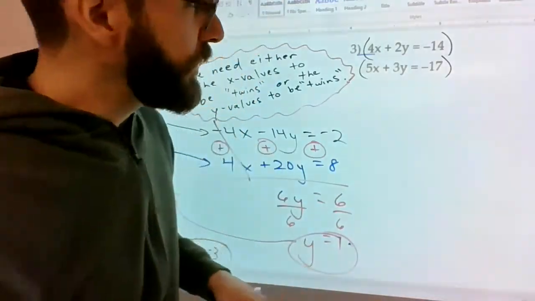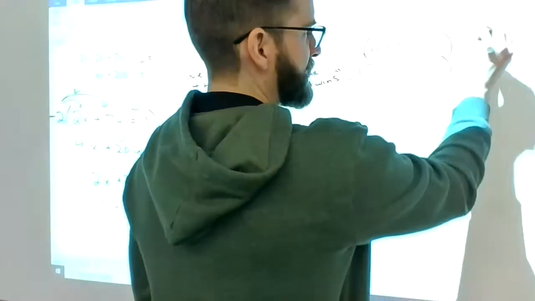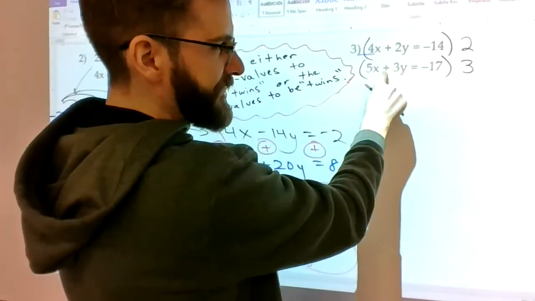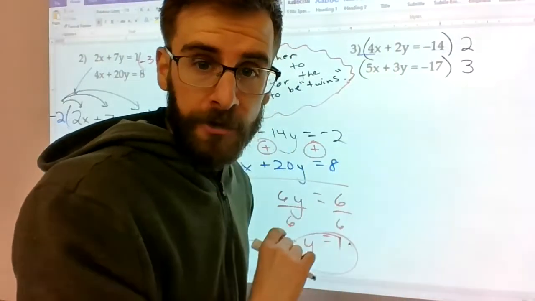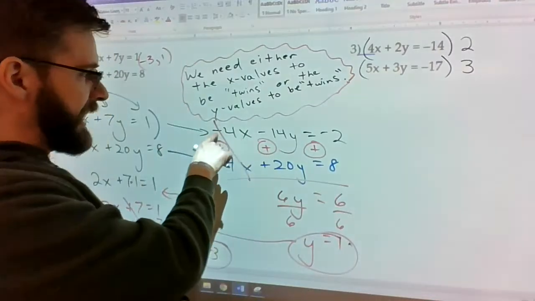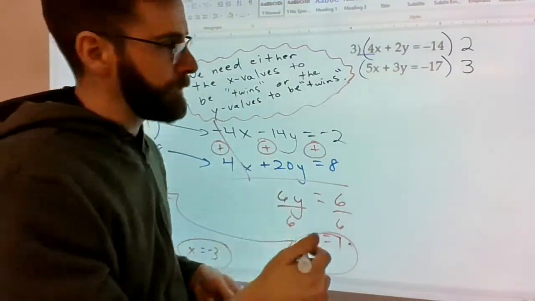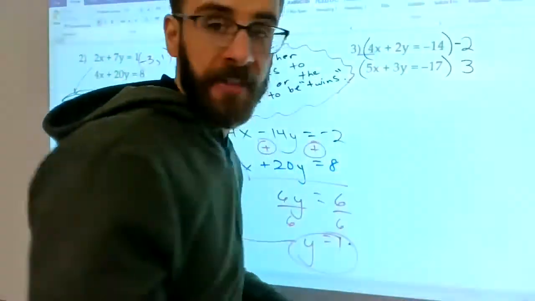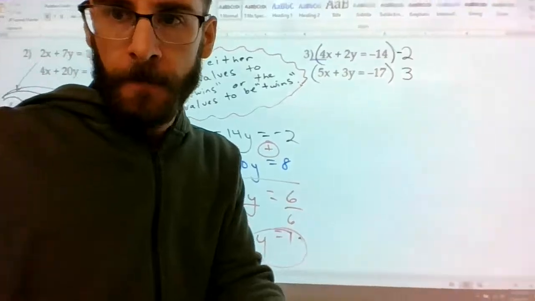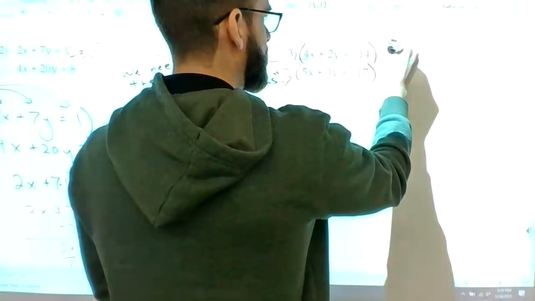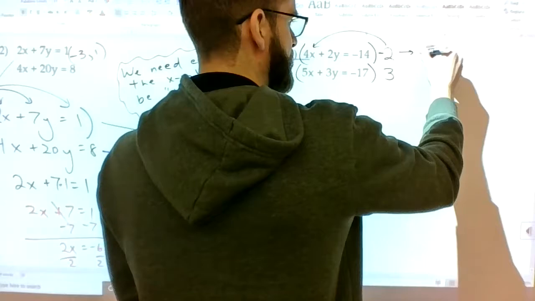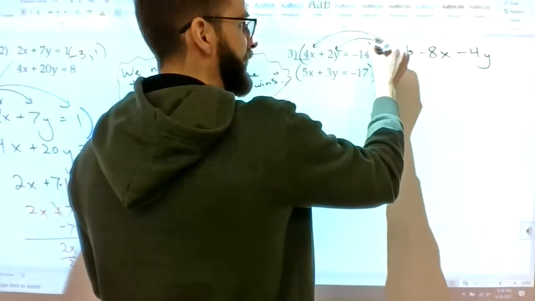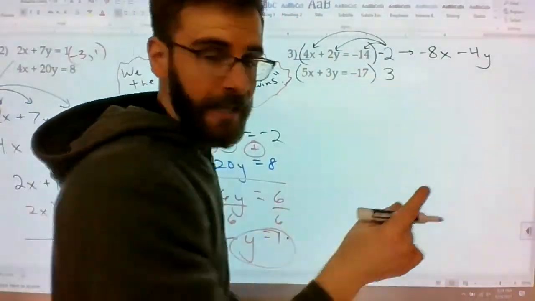So here's what I'm going to do. I'm going to multiply the top by 2, the bottom by 3, and since they're the same sign in here, I'm going to multiply one of those equations by a negative to create the negative positive dynamic here. So, eeny, meeny, miny, multiply the top one by the negative. It really doesn't matter. So, let's do that. Negative 2 times 4x is going to give us negative 8x. Negative 2 times 2y is going to give us negative 4y. And then negative 2 times negative 14, positive 28.